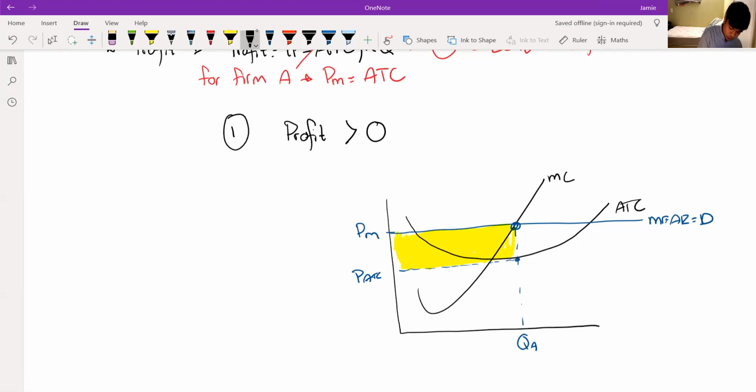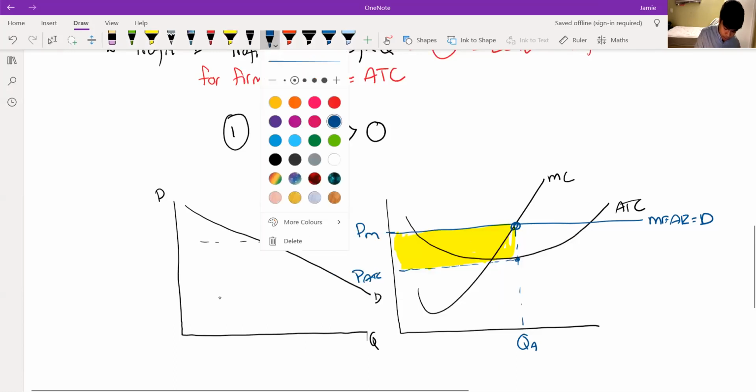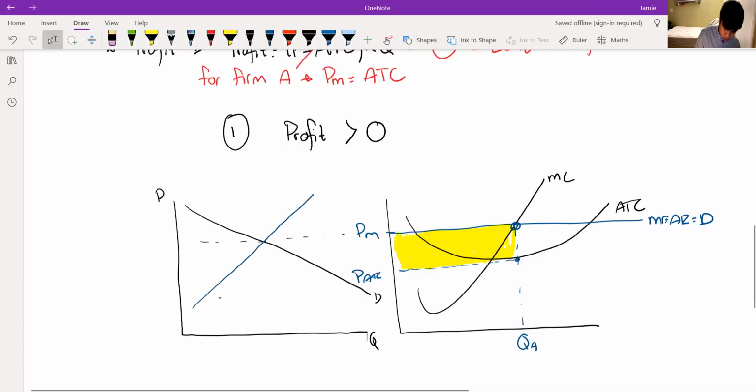So let's not forget to draw the market supply and demand curve. Quantity. So I need to use this as a reference point. So demand is supply. Okay. That's PM, and that's, let's say, QM already.